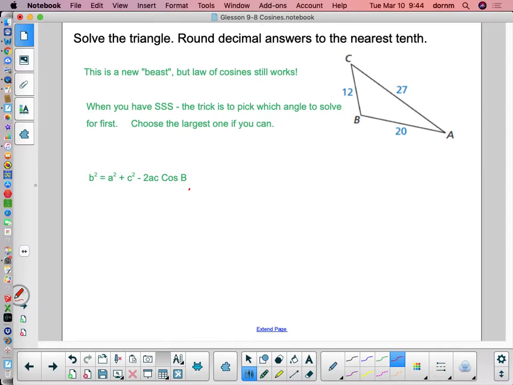So in this case, that's B, which means we're going to start with the longest side out here, B. Okay? So 27 squared equals A squared, which is A is 12, plus 20 squared, minus 2 times 12 times 20 times the cosine of its angle B.